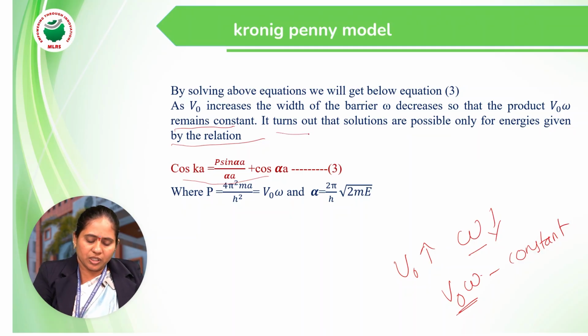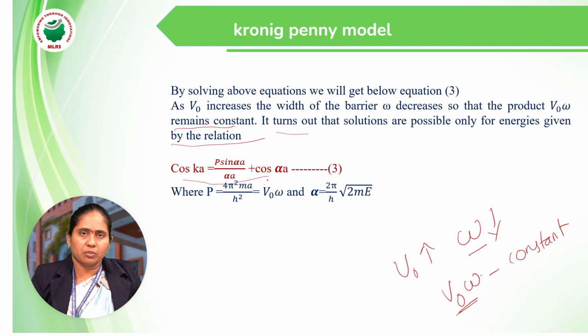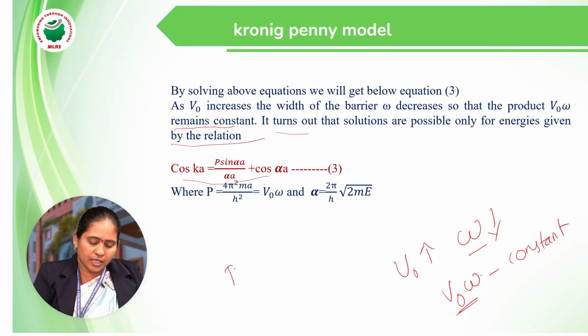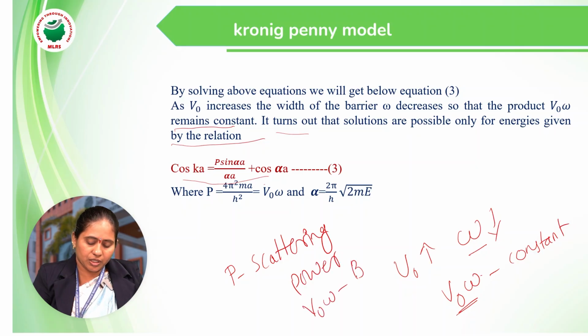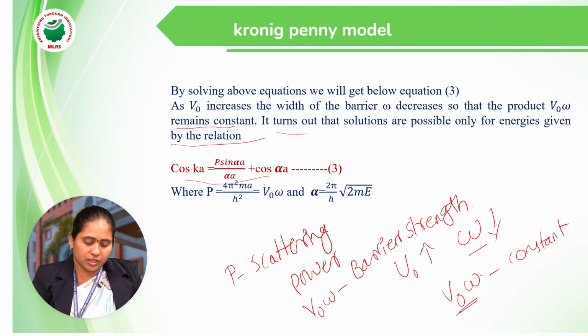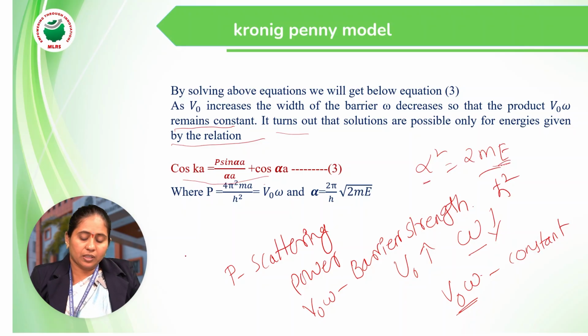Next, the solution is given in the form of this equation number 3. So where P is what? Scattering power. V naught omega is the barrier strength. What are the remaining terms? P is a new term, that is scattering power, and alpha is energy, where alpha square is equal to 2mE by h cross square. So alpha is indirectly energy. And k is the propagation vector or wave vector.